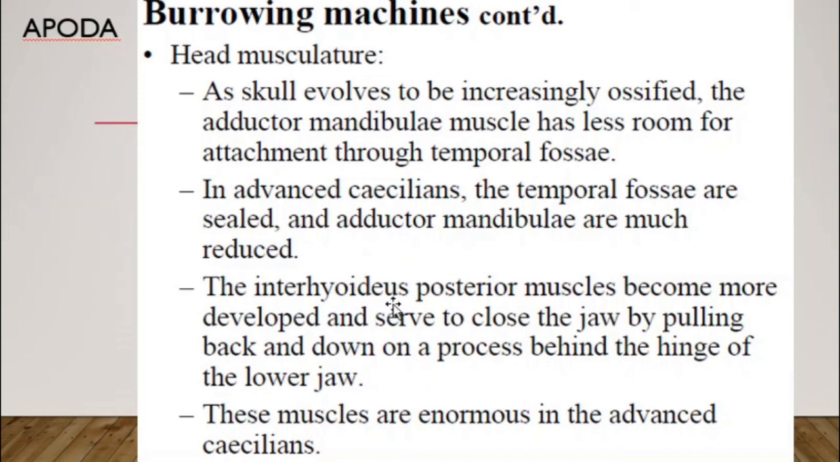The interhyoideus posterior muscle becomes more developed and serves to close the jaw by pulling back and down, so levator and depressor, behind the hinge of the lower jaw, so that pulls the lower mandible. So these muscles are enormous in advanced Caecilians.